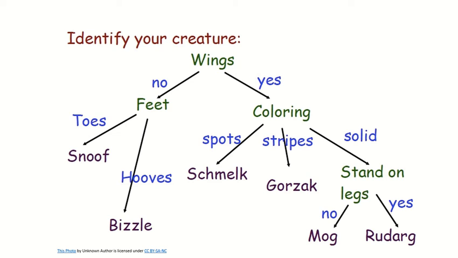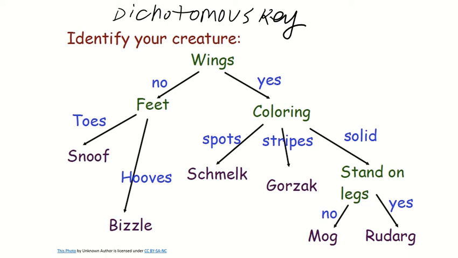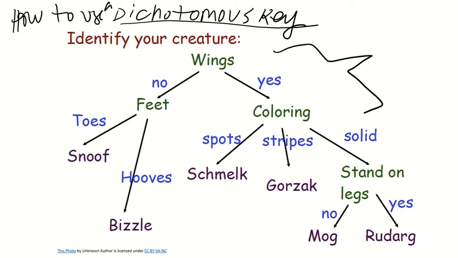Okay, so this is a quick video to review how to use a dichotomous key, which we did a while ago, and is a skill that you will need to use for this week's discussion section. So this is not a dichotomous key. This is actually a flow chart, but the principle is similar to how you use a dichotomous key.